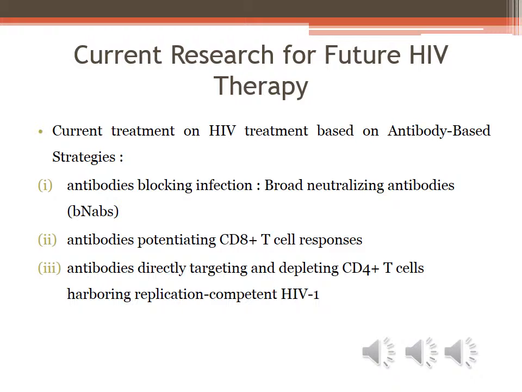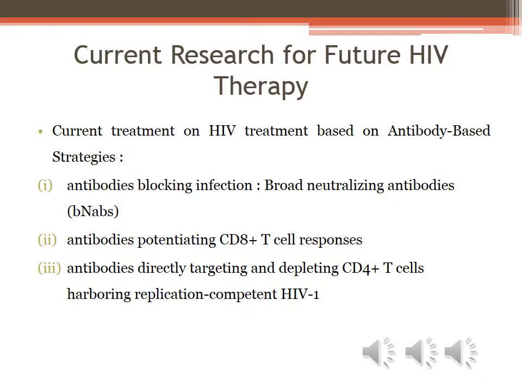The second strategy is antibodies potentiating CD8 plus T cell responses. CD8 plus T cells in HIV infections are functionally exhausted and express several co-inhibitory molecules. The use of anti-PD-1 antibodies in HIV infection has the primary objective of preventing rapid exhaustion of HIV-specific CD8 plus T cells, but it may be induced by standard T cell activation and proliferation, subsequently leading to clonal expansion of HIV-infected CD4 plus T cells.